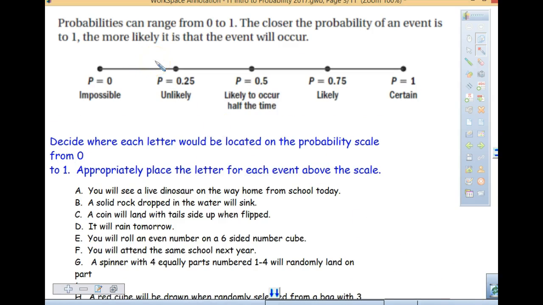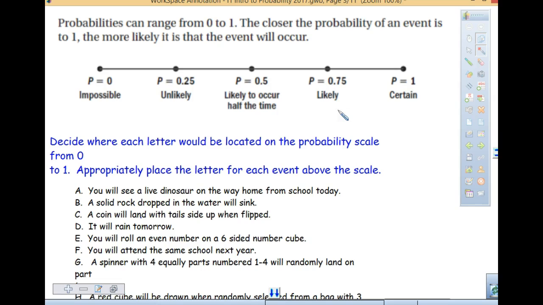So on the top of the next page, you're going to see this number line that goes from 0 probability, where it is impossible, to 1, where it is 100% of the time it's going to happen. When we think about something being unlikely, that's like 25% of the time. So between 0 and 25%, that's kind of unlikely. Likely to occur half the time, that's our 0.5. And something is probably pretty likely if it happens 75% or more.